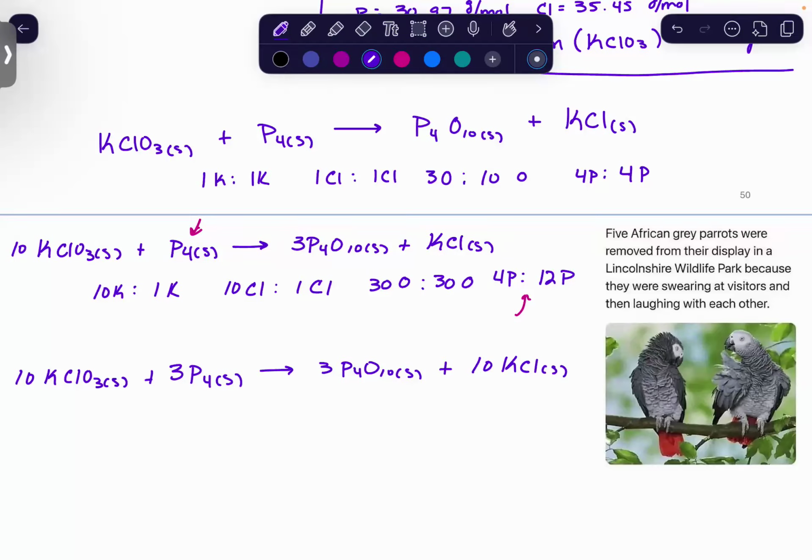That's something that standardized tests will do. They'll give you equations that aren't balanced. I'm a jackass, so that's something I'll do. I'll give you equations that aren't balanced. So just always make sure you're checking them.